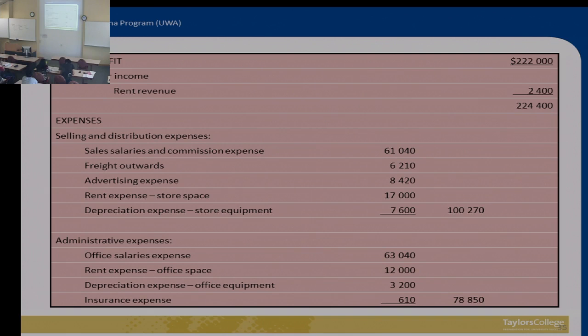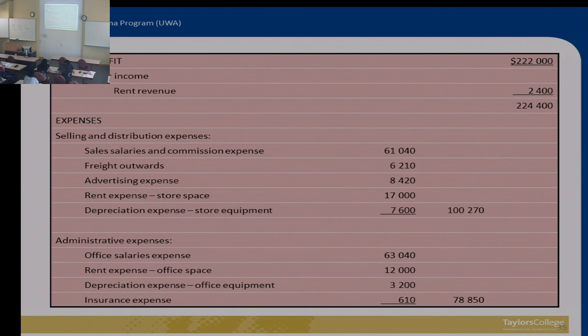That's the two ways that salespeople are actually paid, either in wages here or in commissions. Freight outwards is a selling cost. That's when we're paying for our goods to be delivered to our customer. That's a cost of selling. You're not going to sell those goods unless you pay for them to be delivered to your customer, okay? Advertising expenses you would have as a selling expense because it causes you to hopefully sell more things. The rent expense on the store space would be a selling expense, and any depreciation related to that store space would be included in your selling and distribution expenses.